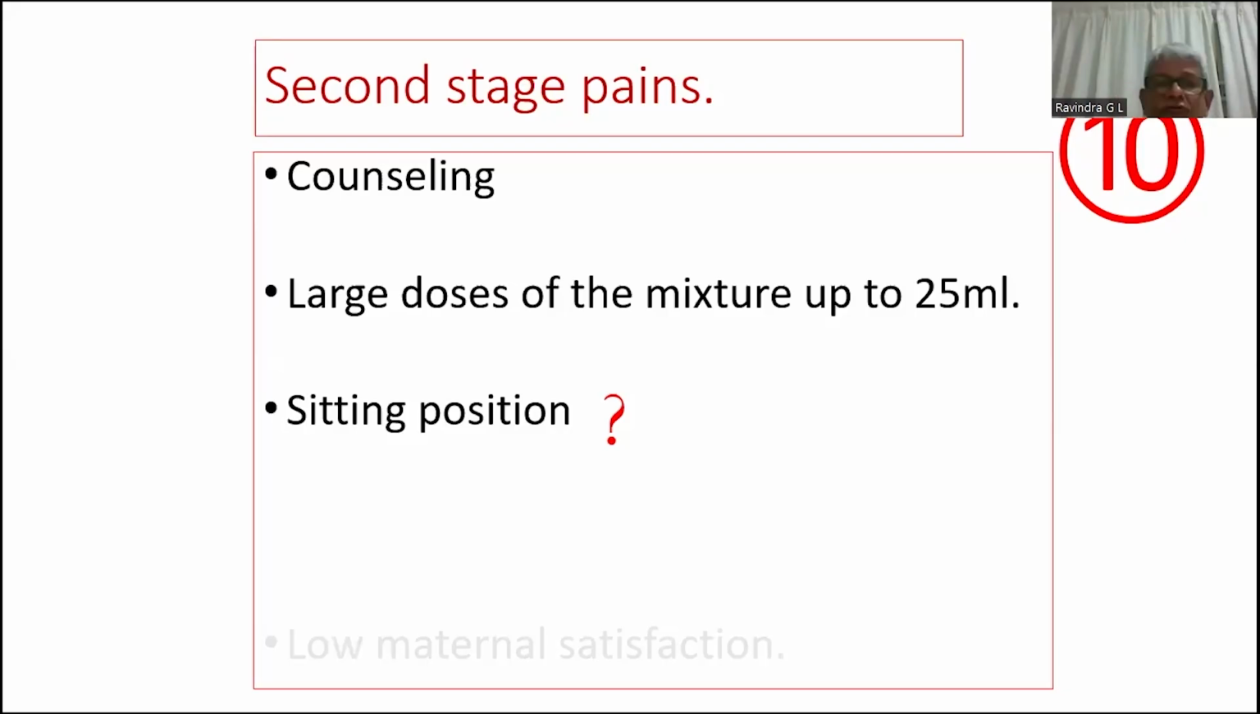So at the time of injection, what we normally do in second stage pains is make the patient sit up and then give our loading dose. So it preferentially spreads to the sacral segments to a slightly higher extent. That probably comes to our advantage.